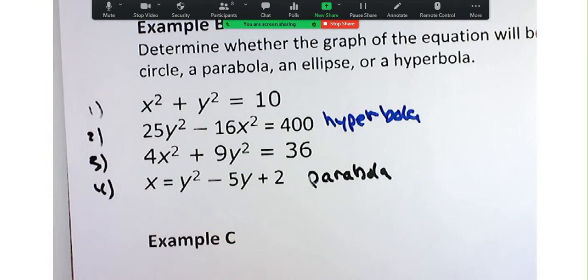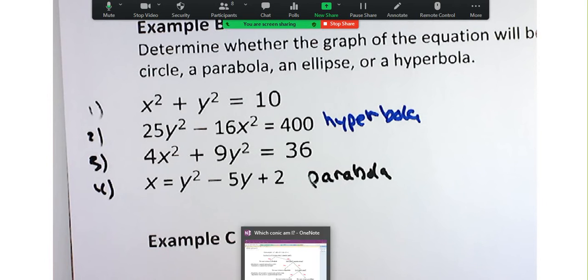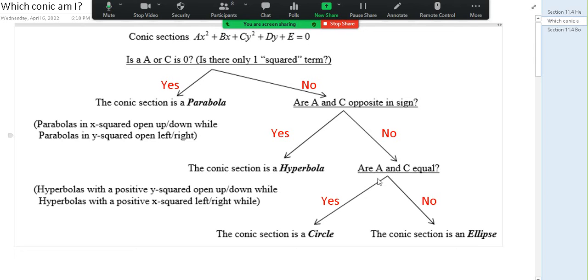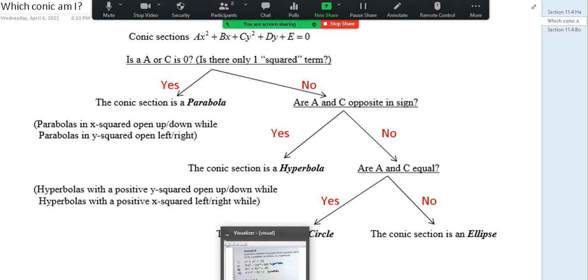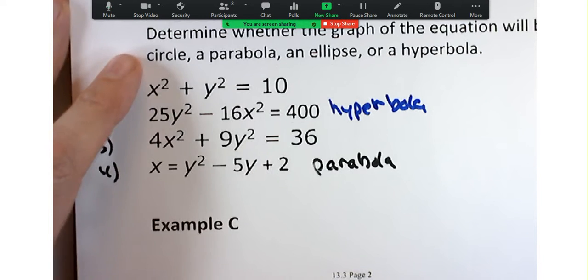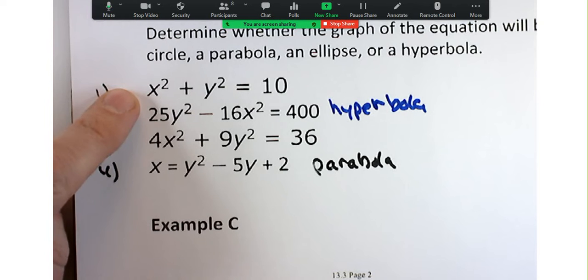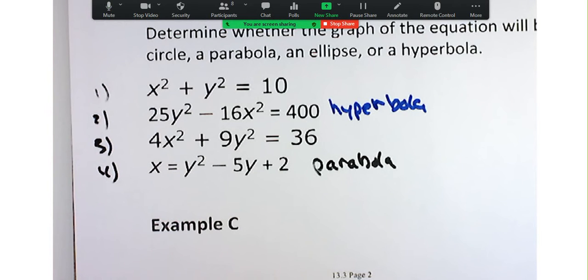Now, what if you have two squared terms, but they're both positive? Then you have to look a little deeper. Are the leading coefficients the same? That is, the coefficient of your x squared term and the coefficient of the y squared term, are they both the same number or are they different? If they're the same, then you've got a circle. If they're different, then you've got an ellipse. So let's take a look back at what we've got. What conic section would you suppose this is? Circle. Yeah, that has to be a circle.